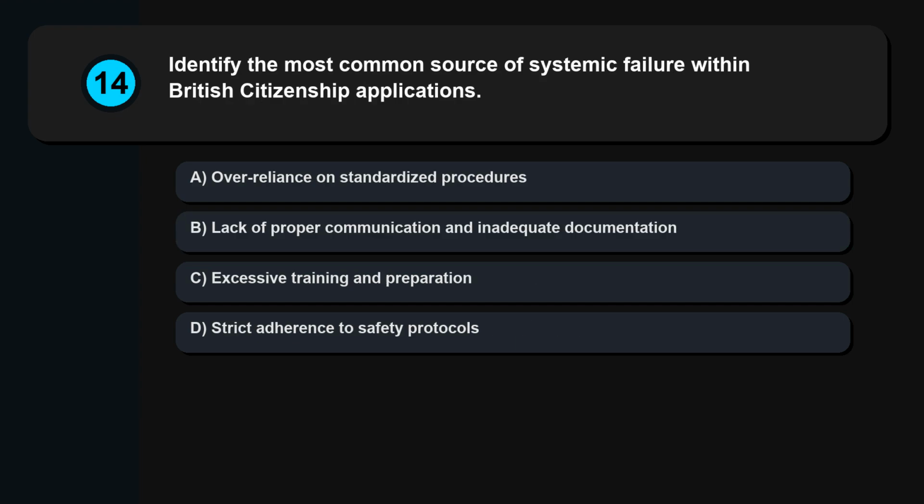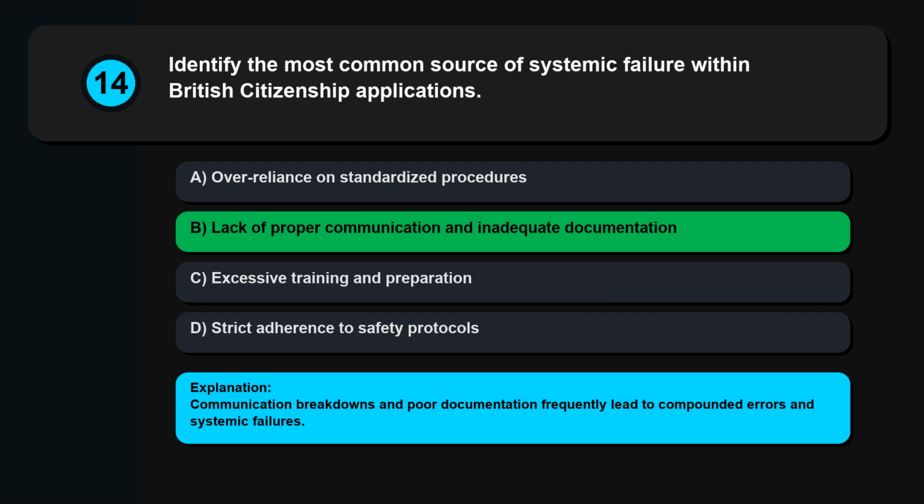Question 14. Identify the most common source of systemic failure within British citizenship applications. Over-reliance on standardized procedures, lack of proper communication and inadequate documentation, excessive training and preparation, strict adherence to safety protocols. Communication breakdowns and poor documentation frequently lead to compounded errors and systemic failures.